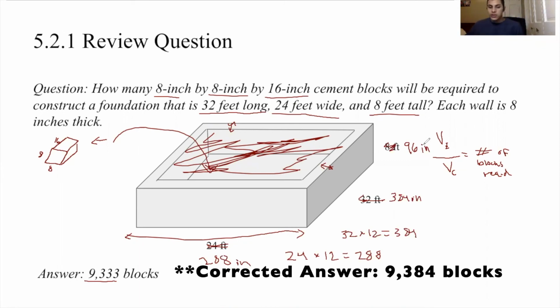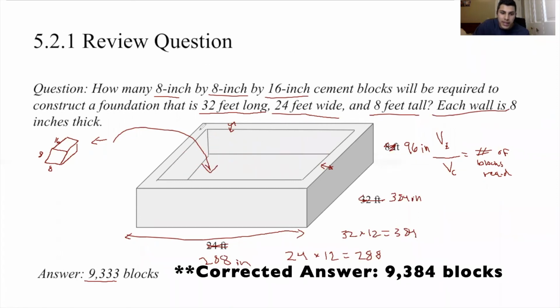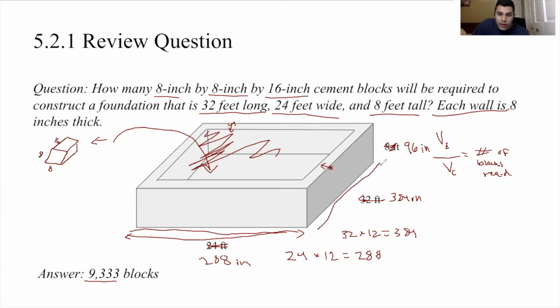So we can't just go out and do 288 times 384 times 96. That will get us a volume, but it won't get us the correct volume. If you notice, it also says each wall is 8 inches thick. The actual part of this diagram that you're filling is this inside volume here, right? The length of the entire thing is 288 inches. The width of this entire thing is 384 inches. But the inside area that's contained by the walls is not 288 inches in this direction, and not 384 inches in the other. That's because the walls take up some of that space.